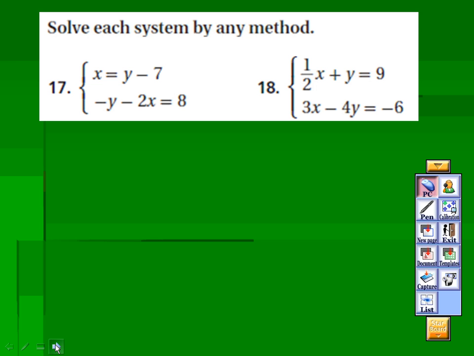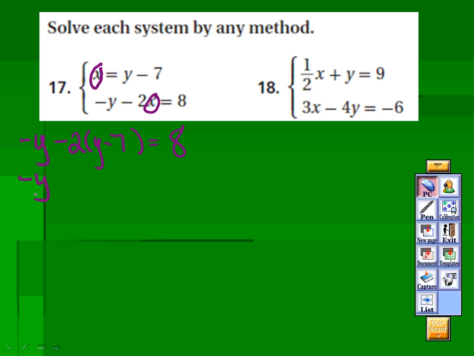Number 17. Pause for a moment, try to work it yourself, and then go back. Okay, number 17 is a problem that you would do by substitution. I'm going to circle the x, and I'm going to circle the x in the other equation. I'm going to rewrite the second equation, negative y minus 2, drop out the x, equals 8. In the place of the x, fill in y minus 7.